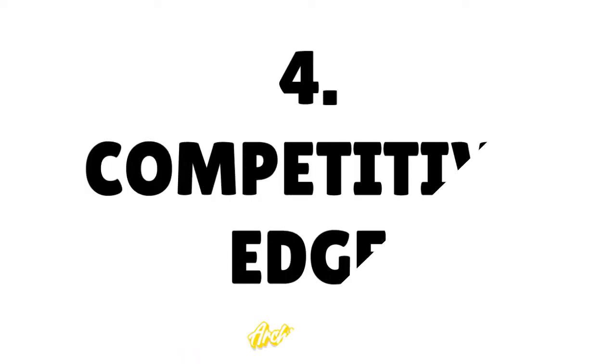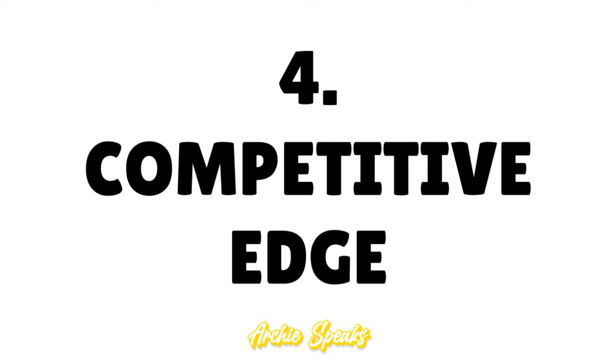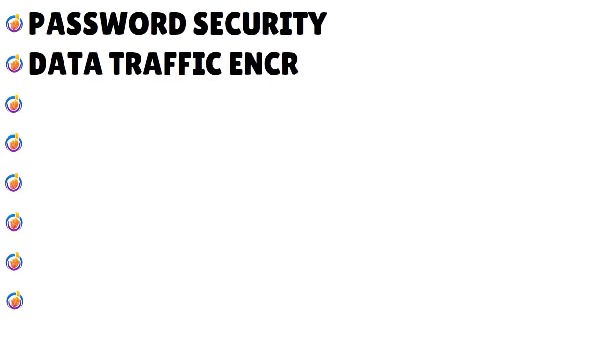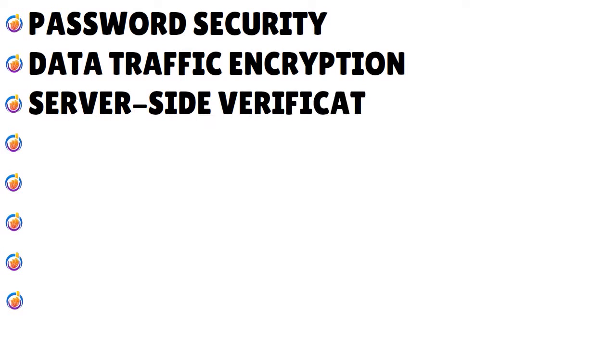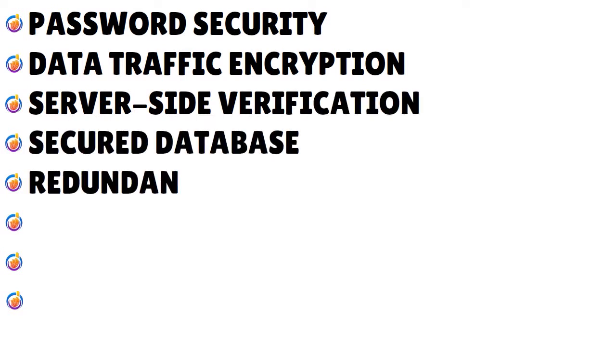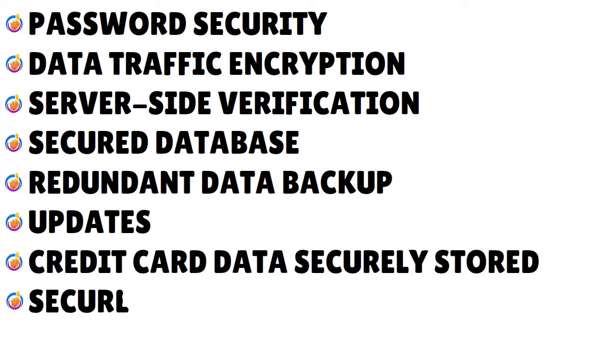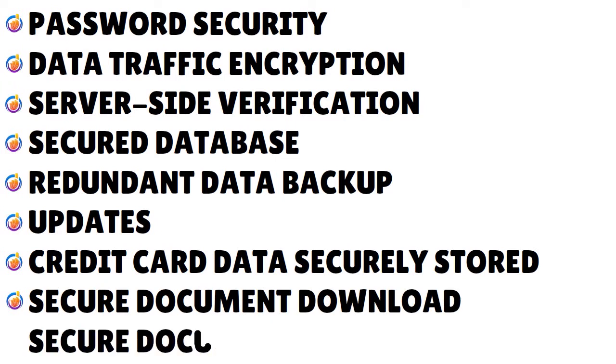Let's talk about the competitive edge that Filevine has. For us, first of all, security. Security is a biggie with Filevine. Really, Filevine uses robust IT security that includes the following. You have password security, data traffic encryption, you have server-side verification, you have secured database, you have redundant data backup, you have updates, you have credit card data securely stored, you have secure document download, you have secure document upload. So you can see here we have a constellation of features that really actually adds a competitive edge to Filevine.